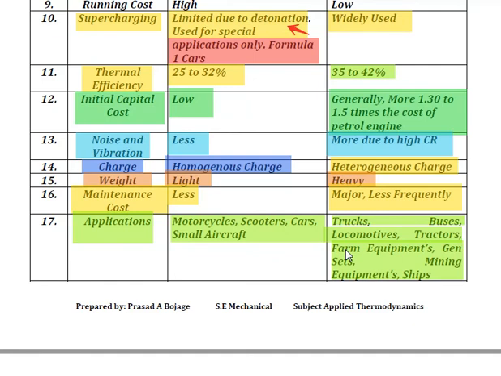So this was a video which gave you the broad idea of a detailed comparison between a petrol engine and a diesel engine. Thank you friends, thank you very much.